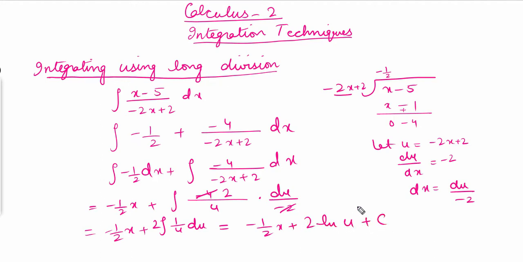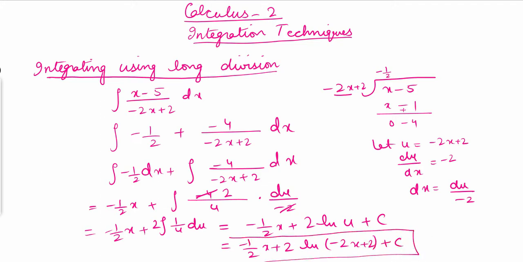Now I'll put the value of u back, and my final answer will become equal to minus 1 over 2x plus 2 ln of minus 2x plus 2 plus constant. So this will be my final answer for this integration by using long division. Alright, so this is how you can do the integration by long division. Now the next thing that we have to discuss is the integration by the completing square method.